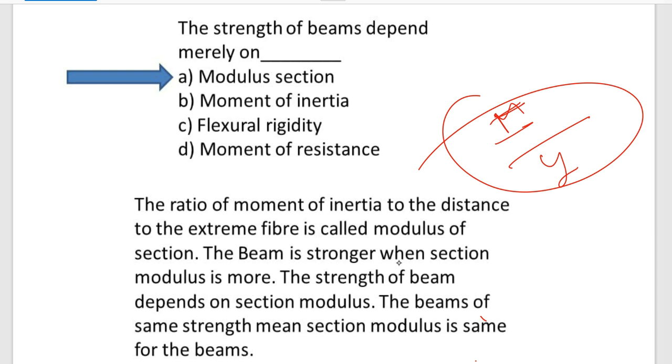So beams of the same strength mean the section modulus is the same. The beam is strong when the section modulus is more, and when the section modulus is less, this is a weak beam, right? So option A will be correct.